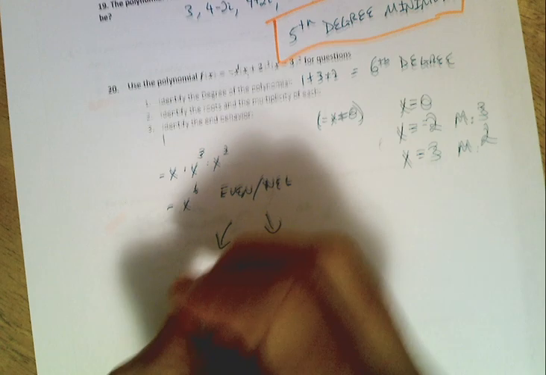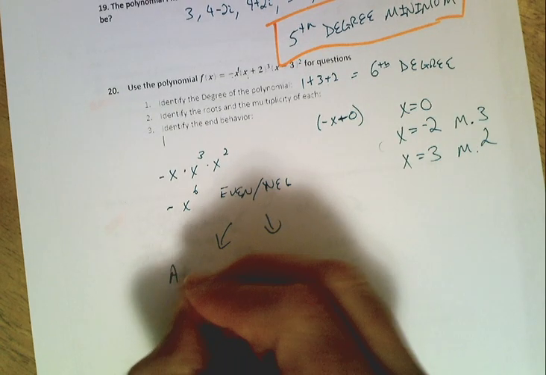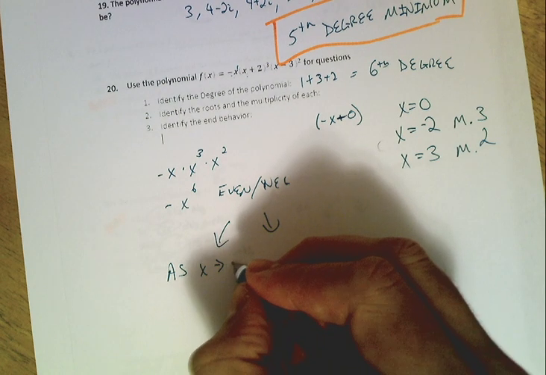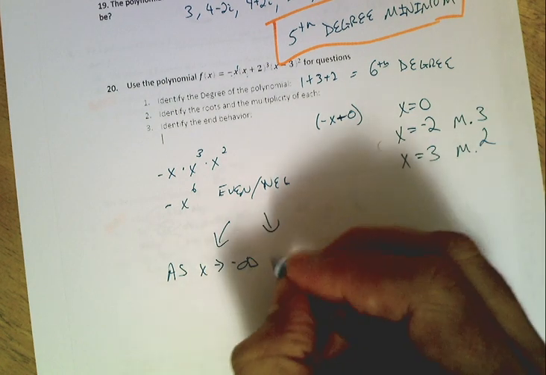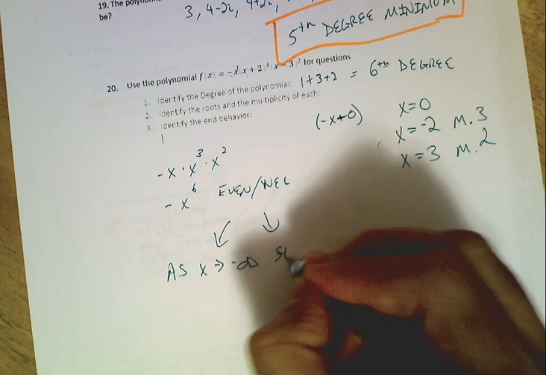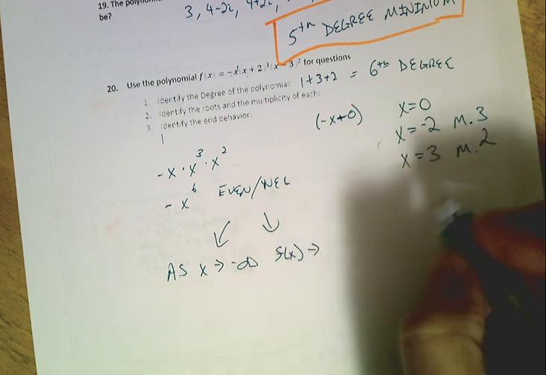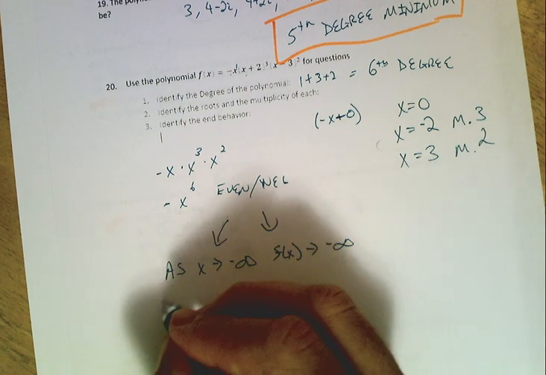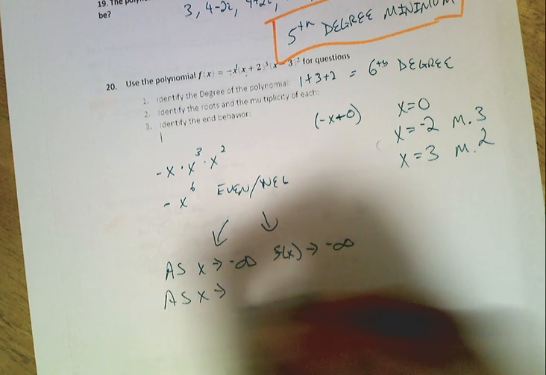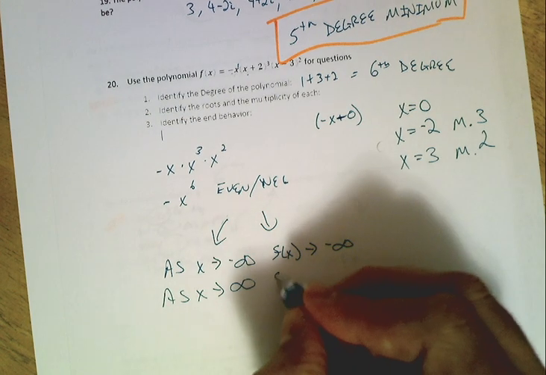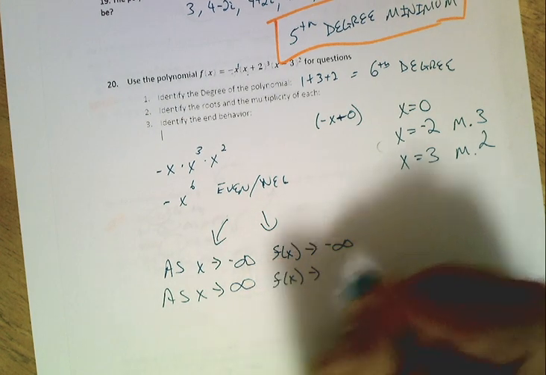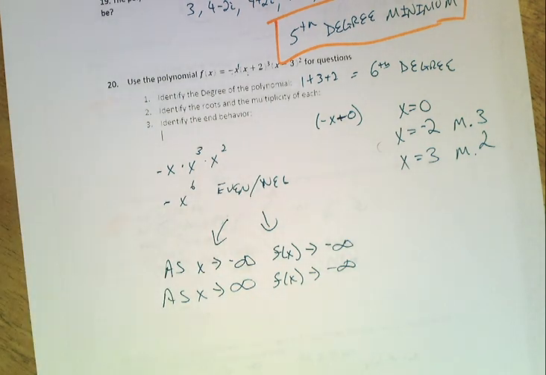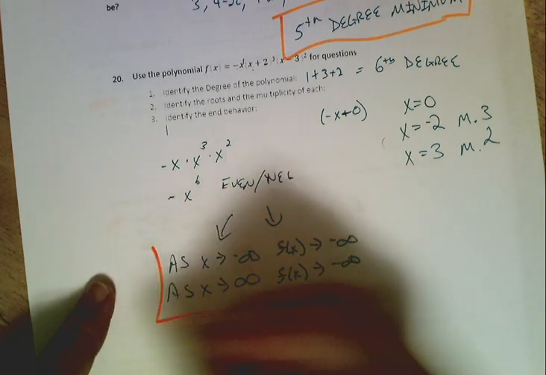So our end behavior would be, as x approaches negative infinity, that's an ugly infinity sign, f of x approaches negative infinity as well, that direction. As x approaches positive infinity, f of x approaches negative infinity. And that will complete it.